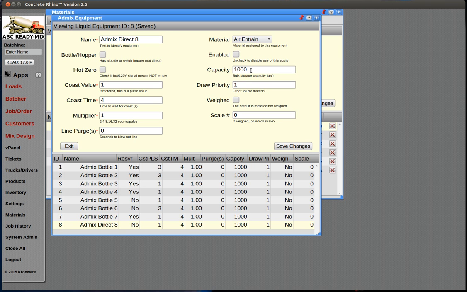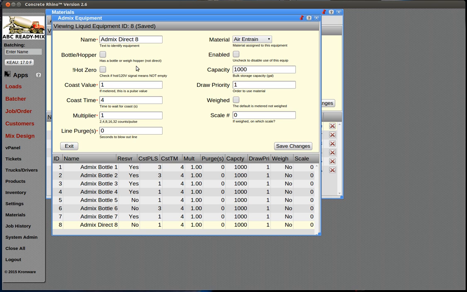Capacity of the bottle, or no, this is the tank capacity for inventory purposes. You need to know that. We just don't support weight admixtures just yet. Hot zero, this is when the admix guy has his bottle 0. We expect that when the bottle is empty, we get a hot signal. Okay, so the little green lights on the manual panel are green, and they're energized when the bottle is 0 or when the bottle's empty.